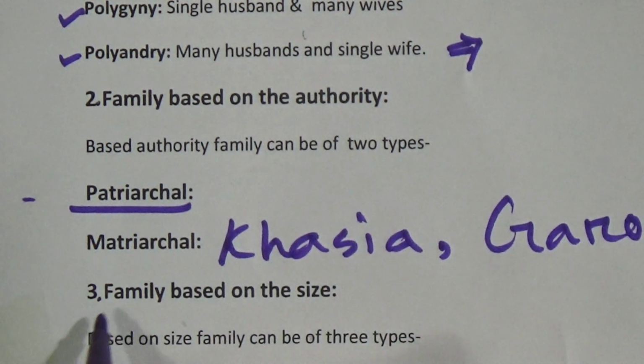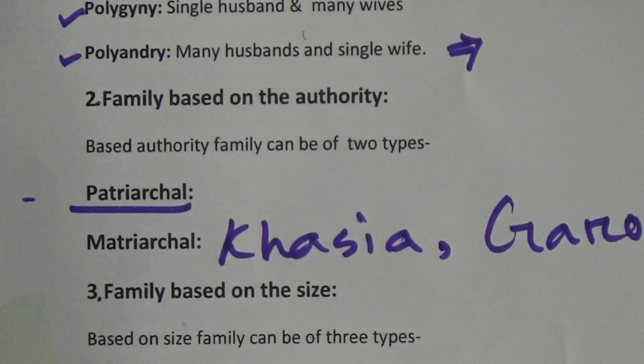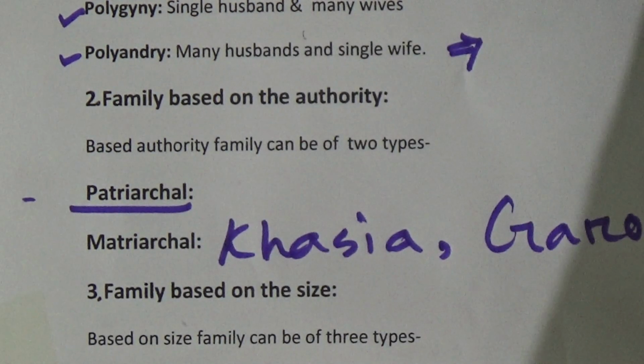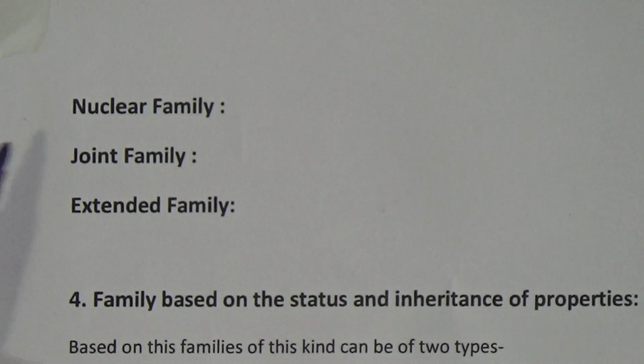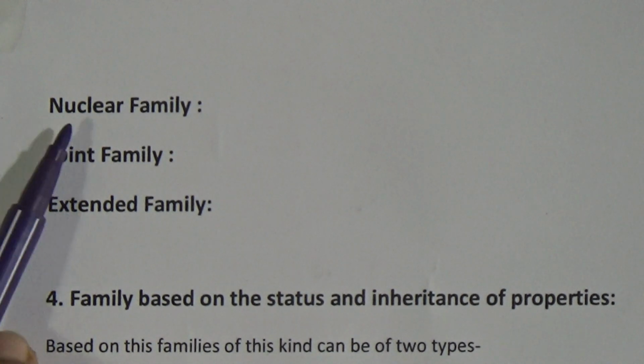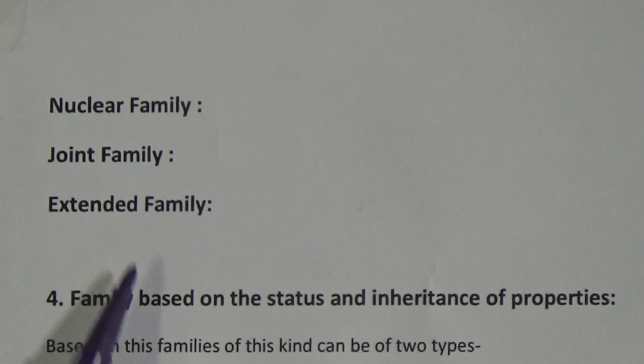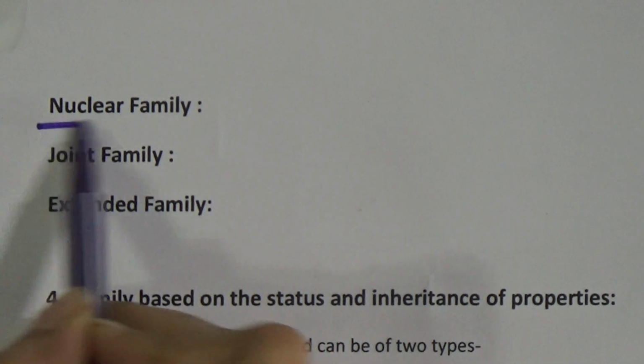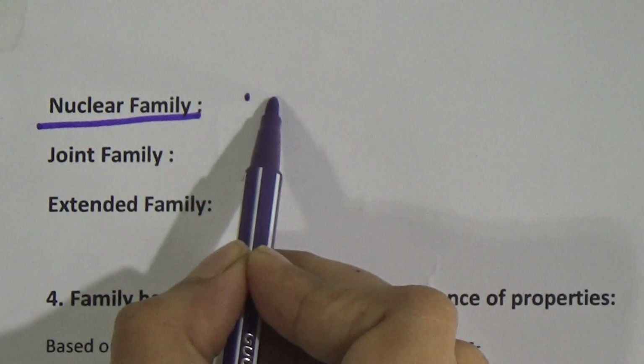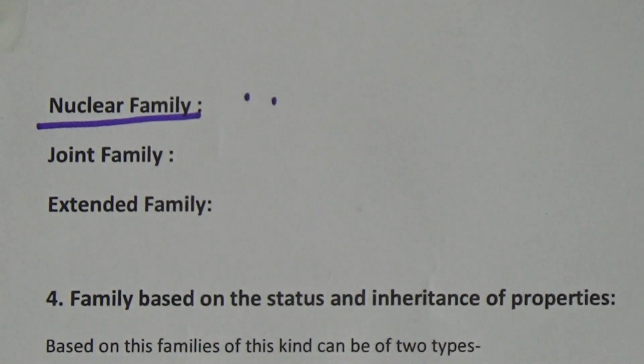And now number 3, family based on size. Family based on size can be of three types. The first one is nuclear, the second is joint family, and then extended family. The nuclear family is very popular. People are very much interested in the nuclear family, which is found in urban society. In a nuclear family, we have only father, mother and their children.